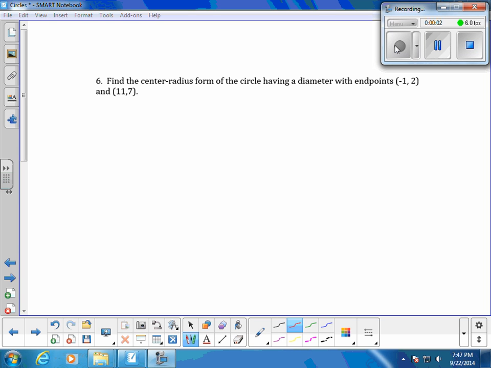Okay, our last problem is find the center radius form of the circle having a diameter with endpoints -1, 2, and 11, 7. So first of all, if I was to try to draw this, this time I haven't been provided a graph or a circle on a coordinate system so that I can actually count the place value. So I'm going to have to use calculations as I was speaking of before.